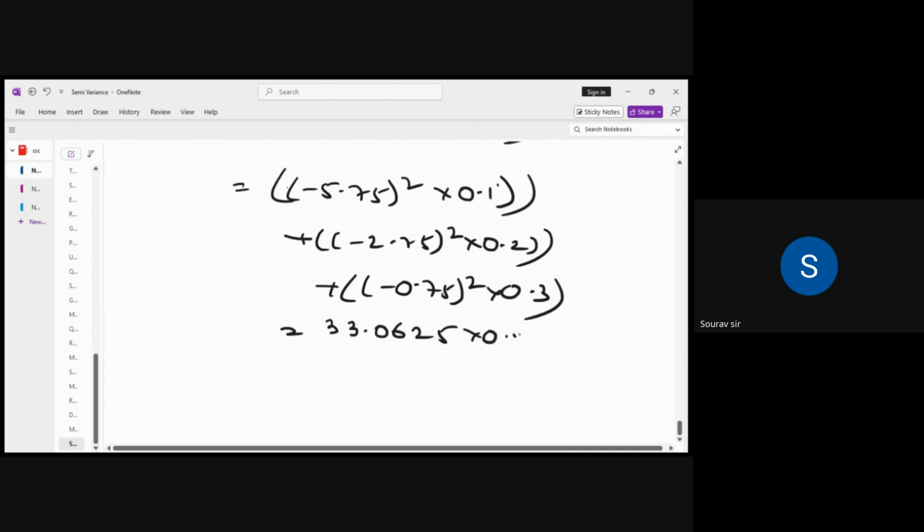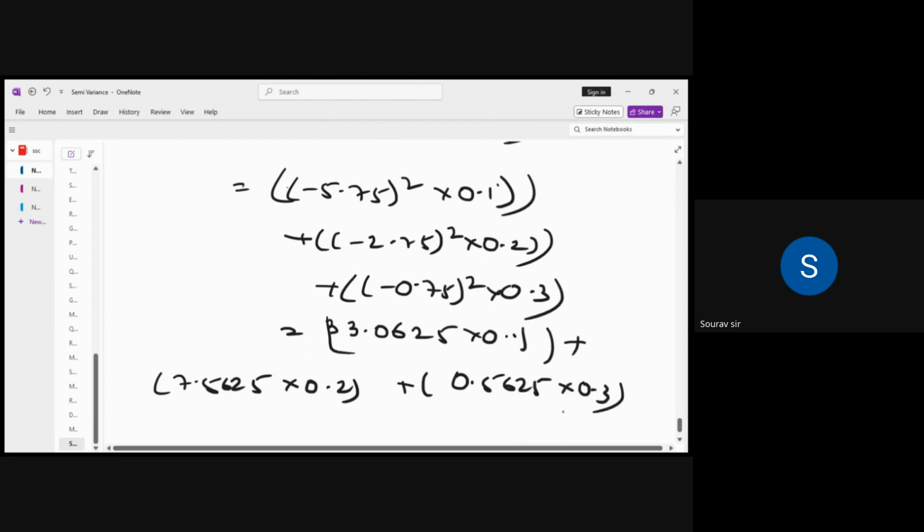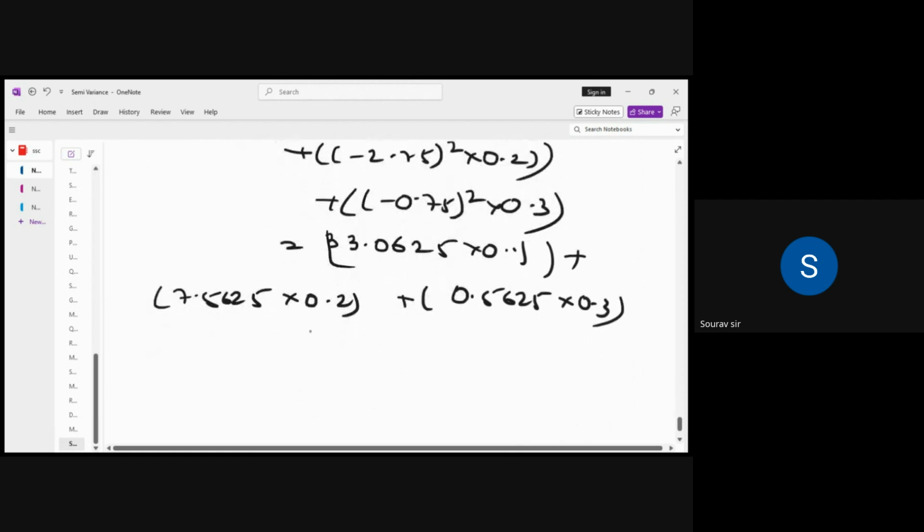0.0625 multiplied by 0.1. 0.5625 multiplied by 0.2 plus 0.5625 multiplied by 0.3. So 33.0625 multiplied by 0.1. Okay, so this I have done. I will do the calculation.